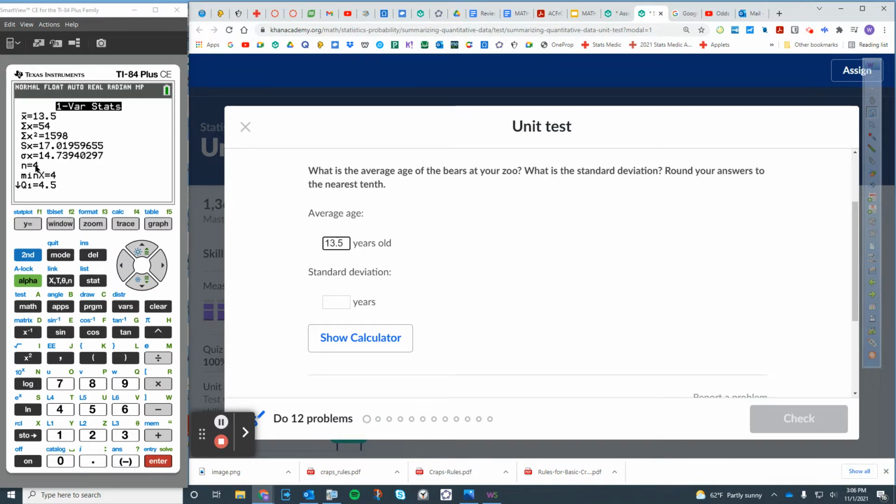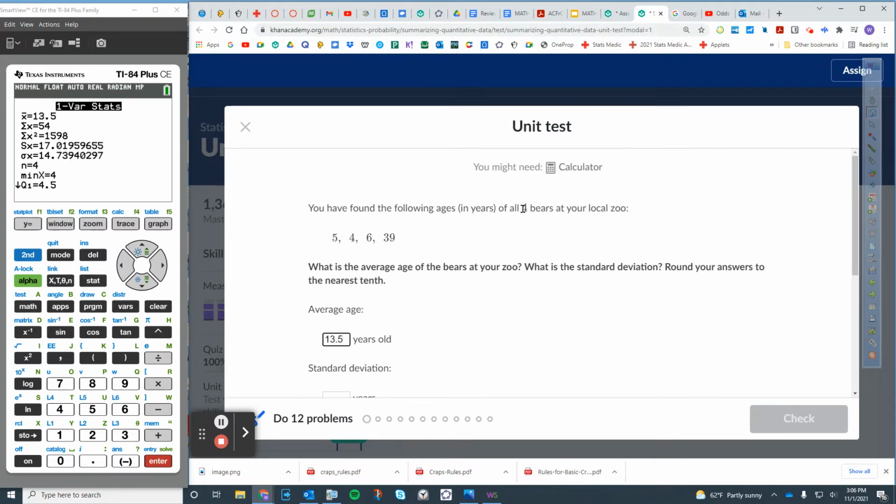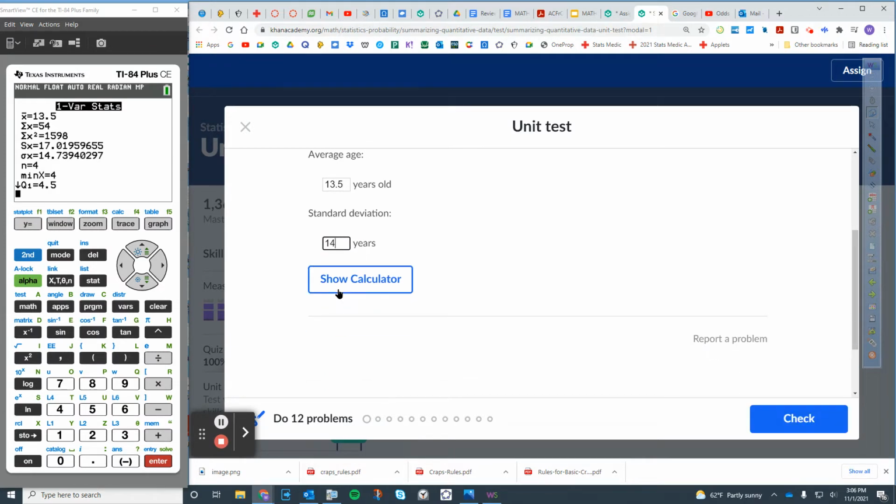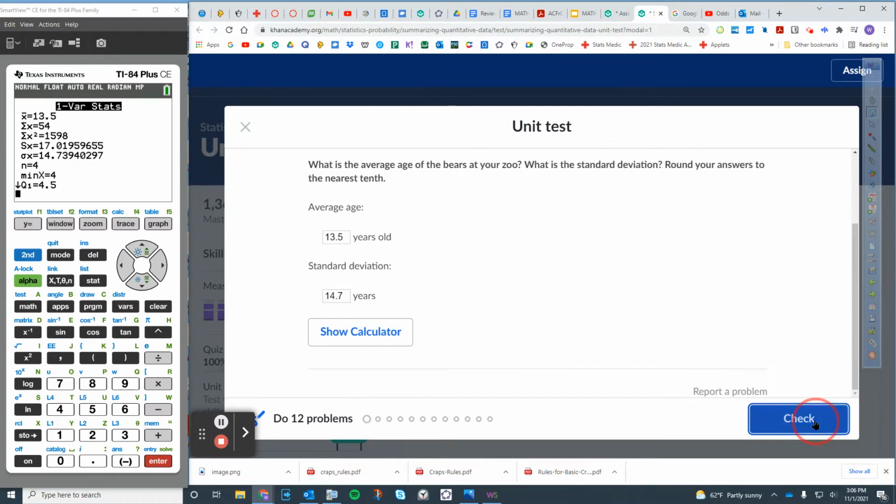And my standard deviation, since it is all of the bears, there are 4 of them in the zoo, we are looking at the population standard deviation, which is 14.7, round to the nearest tenth. 14.7. Why 14.7? Because nearest tenth is 1 decimal place. So then we need to look at 3. 3 is less than 5, so 7 doesn't change. So it's 14.7.